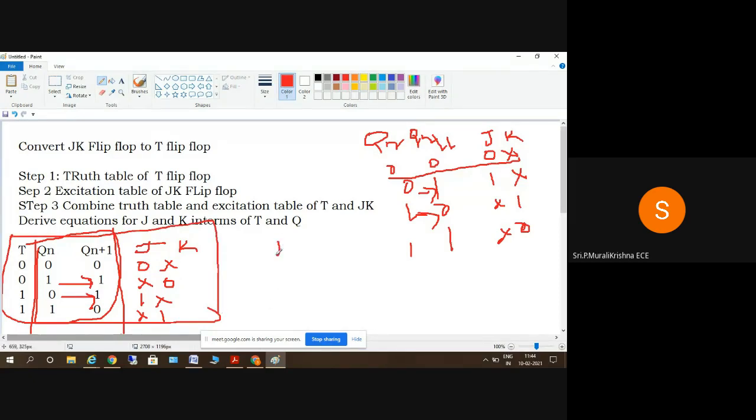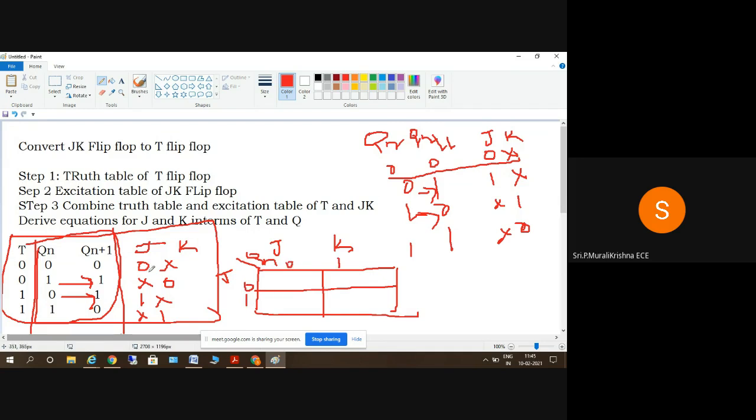Now find the values of J and K with the help of K-maps. The K-map has 4 values. This is T and this is Q of n, with 0, 1 and 0, 1. Tell me the values of J: 0, don't care, 1, don't care, yes or no?